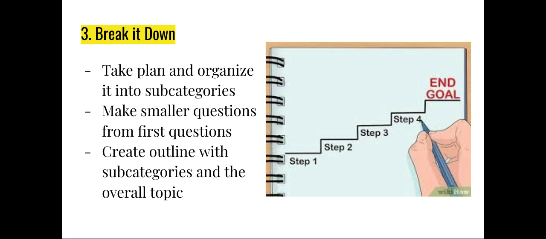I could have another category about the benefits of solar panels, either for your home or for the environment in general. And by organizing it into subcategories and making smaller questions based on those subcategories from the first questions, you now have a very detailed plan of the things that you need to research. So now that you've started to think about this, you write it down either in a Google Doc, Microsoft Word, anything you're using to research. You write down an outline with the subcategories and the overall topic, just so as you're researching, you can stay focused on the end goal.